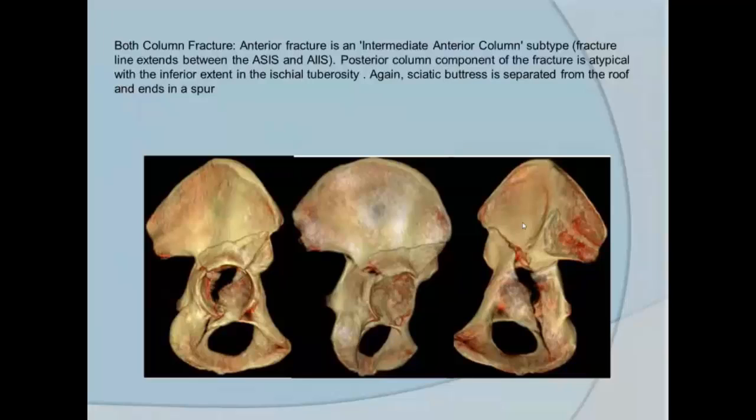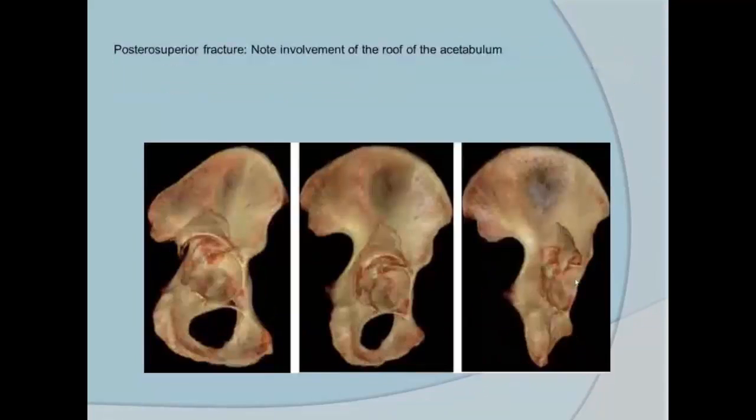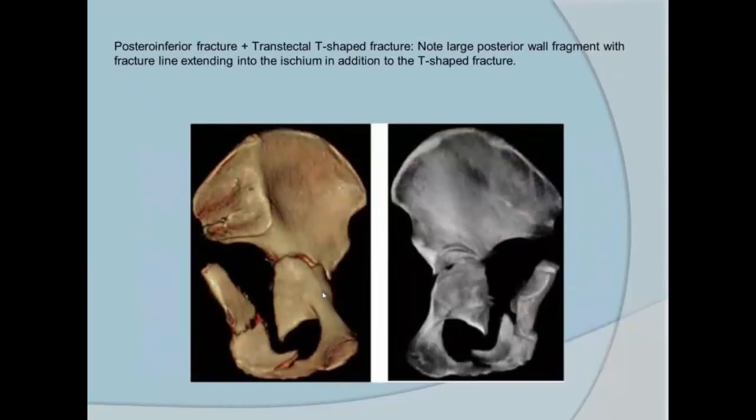This is a bicolumnar fracture. The anterior column fracture is lying between the anterior inferior iliac spine and the anterior superior iliac spine. The posterior column component of the fracture is atypical, extending into the ischial tuberosity. Again, the sciatic buttress is separated from it. Then the posterior superior fracture, you see it's involving the roof of the acetabulum. The posterior inferior fracture, transtectal T-type, you see the whole of the posterior column is separated.